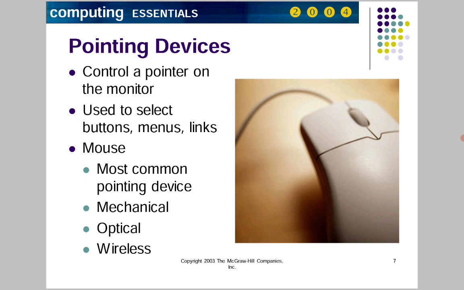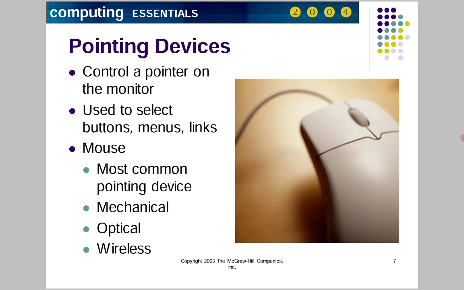Pointing device means it is generally used to select or point out some object in a GUI based environment like Windows operating systems. So generally a pointer or a cursor is displayed on the monitor, which controls every operation. Mouses or pointing devices are used to select text, buttons, menus and submenus, links, web links.